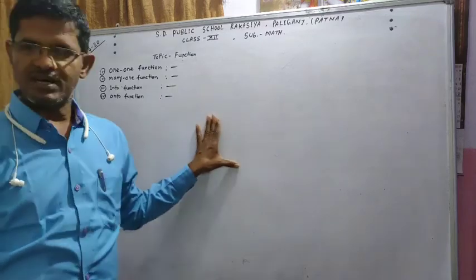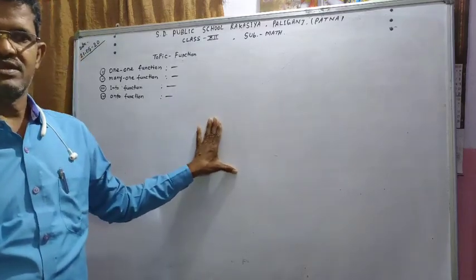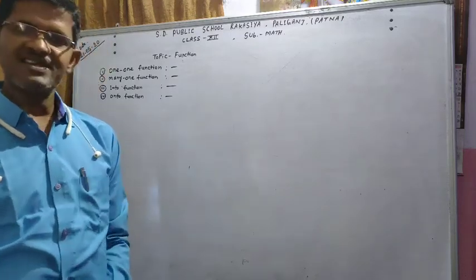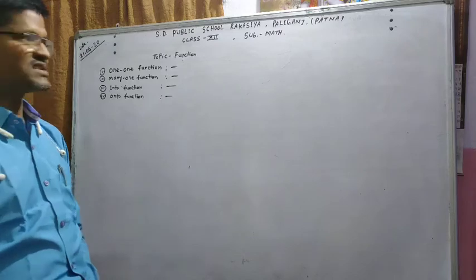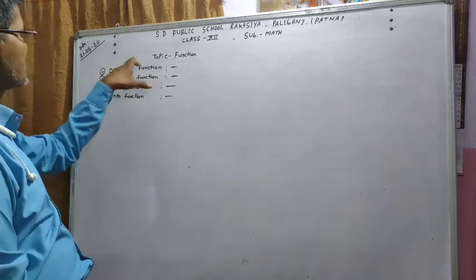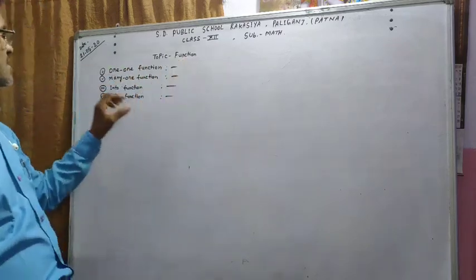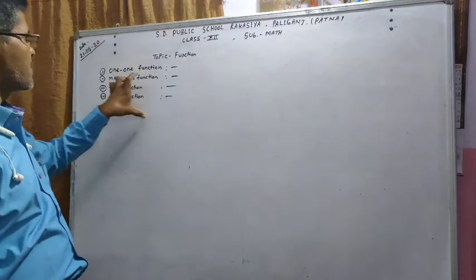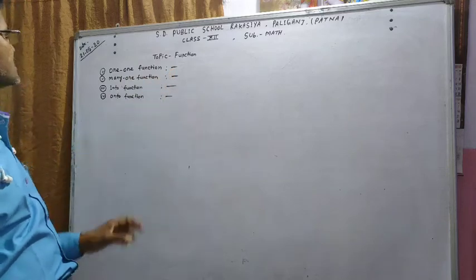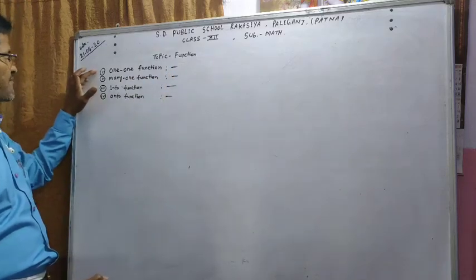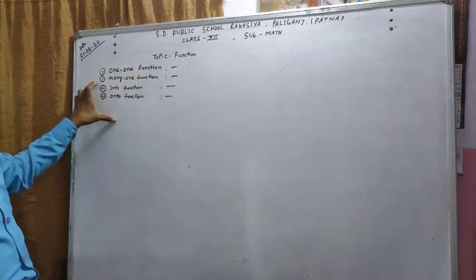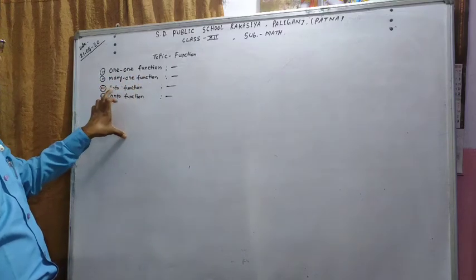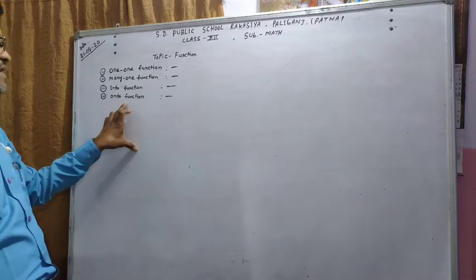Function is a special type of relation, meaning a relation converted into a function with some speciality. In this class there are 4 types of function, and we are going to discuss them. First type is one-one function. Second type is many-one function. Third is into function and onto function.